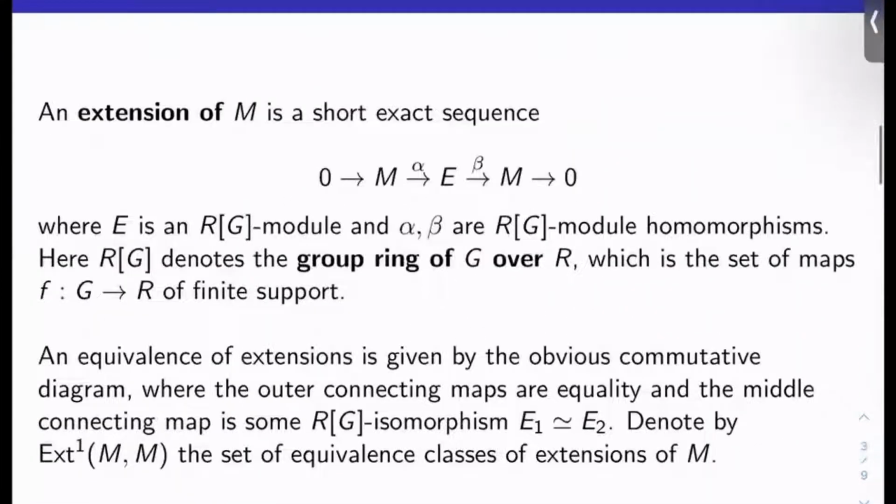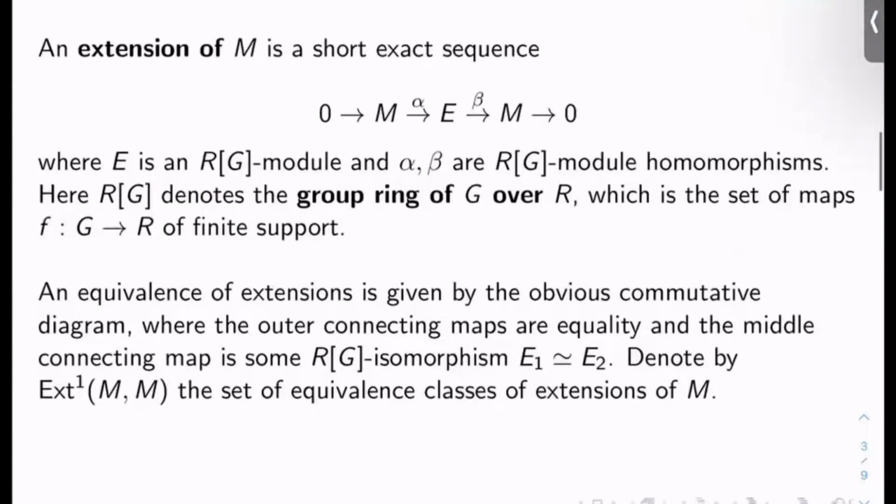Okay, an extension of M is just a short exact sequence 0 to M to E to M to 0, where E here is an RG module, and alpha and beta, these maps here, are just RG module homomorphisms. What is RG? It's called the group ring of G over R, which formally is the set of maps f from G to R of finite support. But one way that one of my colleagues helped me to think about RG modules in general is they're to be thought of as G modules equipped with a compatible R action, essentially.